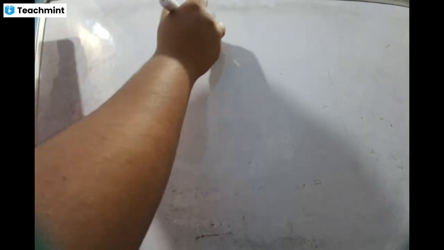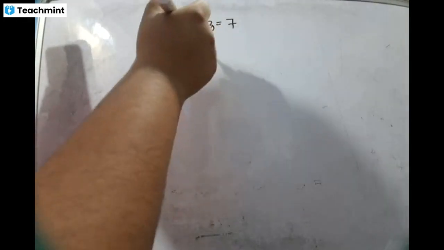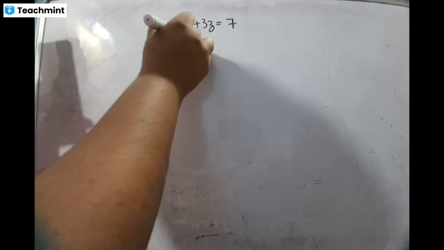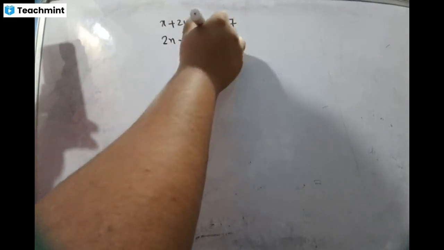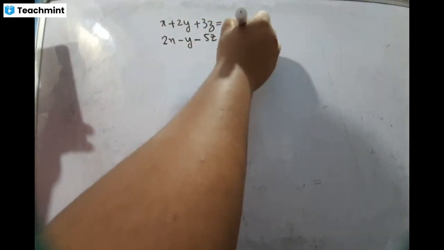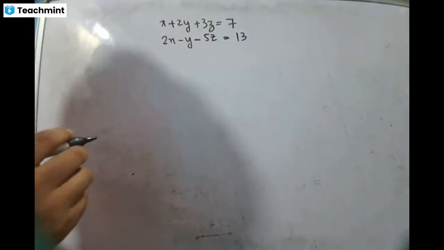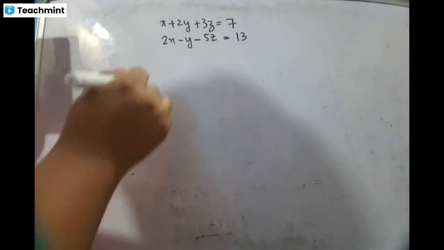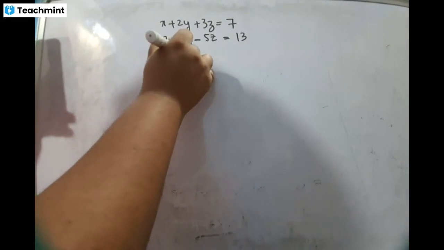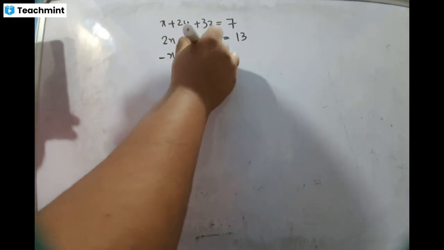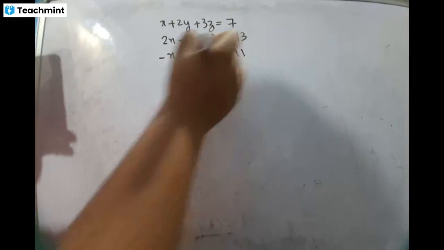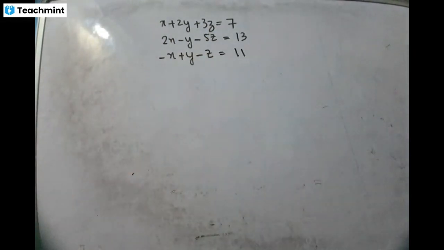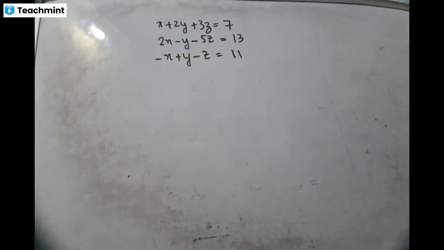Okay, question number 19. A system of three equations is given. So x plus 2y plus 3z equal to 7. This is the first equation. Next, 2x minus y minus 5z minus 13; we should take 13 that side because the constant should always be on the right. So that is 13. And minus x plus y minus z minus 11; 11 goes that side and becomes plus 11. So I'll teach you how to find this also. Okay, so these are the three equations.